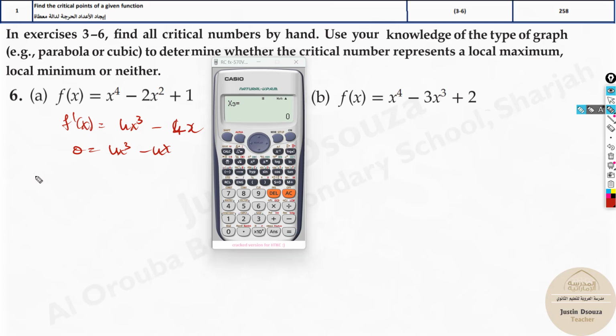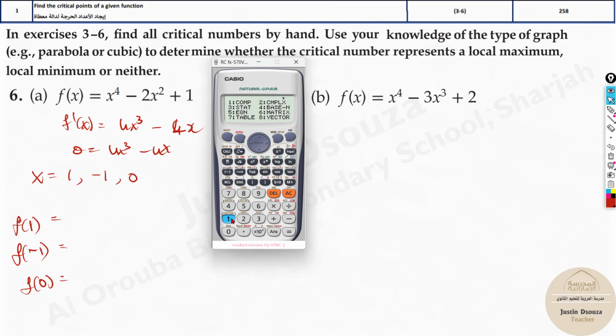We have three numbers now, three critical numbers: 1, minus 1, 0. We need to substitute f of 1, f of minus 1, and f of 0 and find which is maximum, which is minimum, and which is neither. So what you need to do is type this equation over here in terms of x, that is ALPHA X, and type it out over here. And then you need to press CALC and start checking for these values.